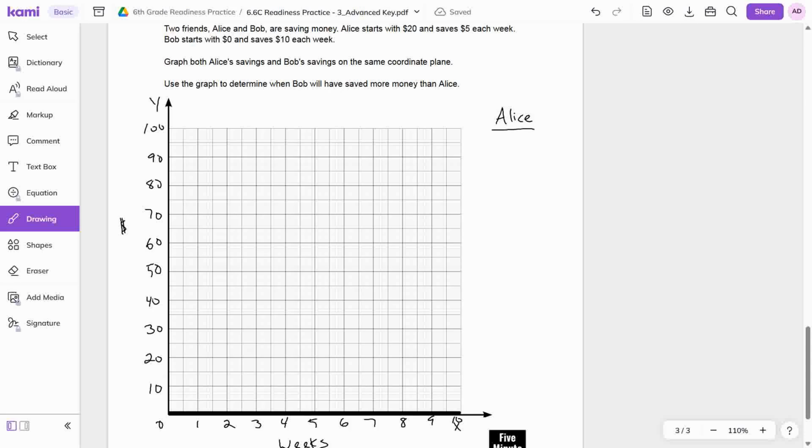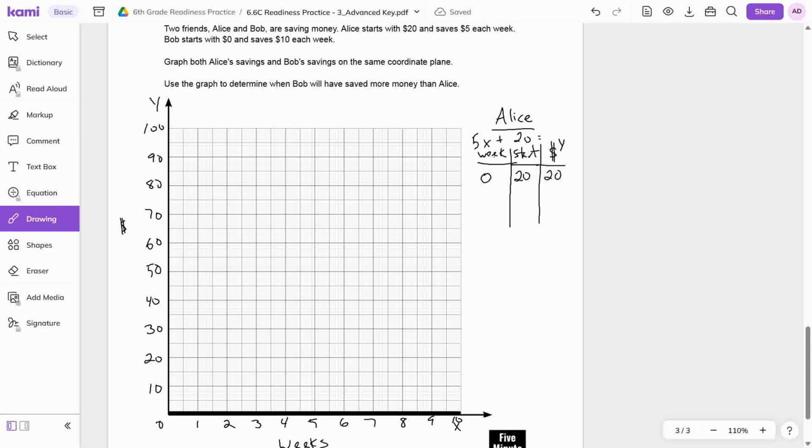And so what do we know about Alice? Starts with 20 bucks and saves $5 a week. Okay, so I've got my week column, with that middle column for the start, and then I've got my money. She starts with 20 bucks and she saves $5 a week. So that's my X, that's my Y. So it's going to be 5X plus that starting amount is going to equal my Y. So at 0 weeks, she has 20 bucks because she starts with 20. And so that's going to equal 20.